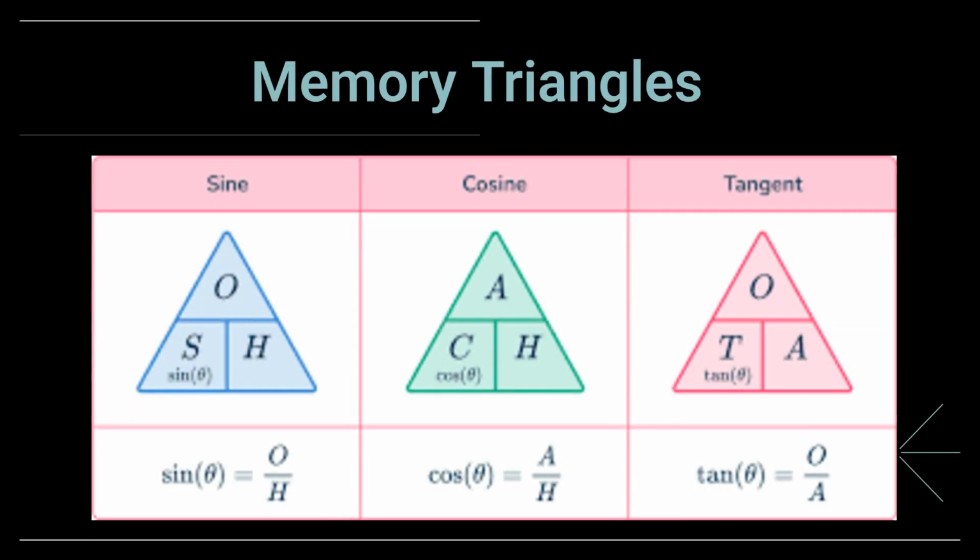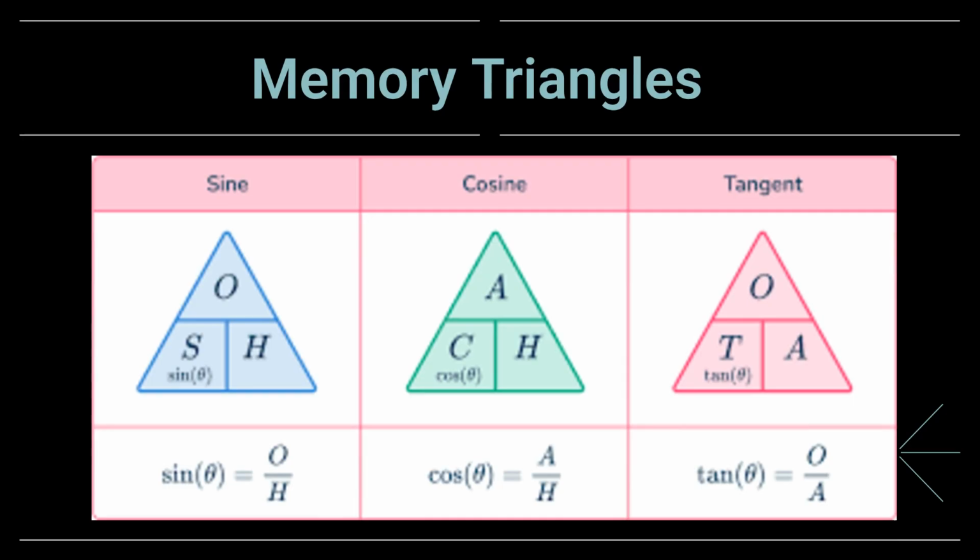Remember, SOH, sine equals opposite over hypotenuse, CAH, cosine equals adjacent over hypotenuse, and TOA, tangent equals opposite over adjacent.